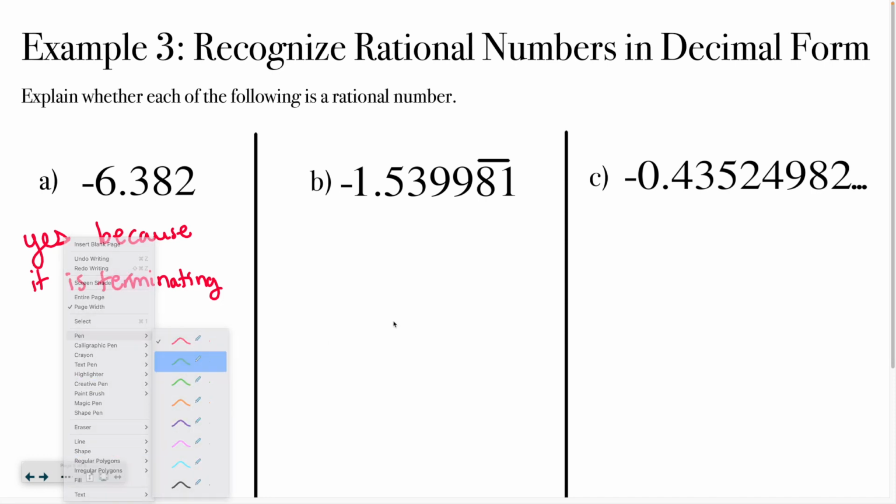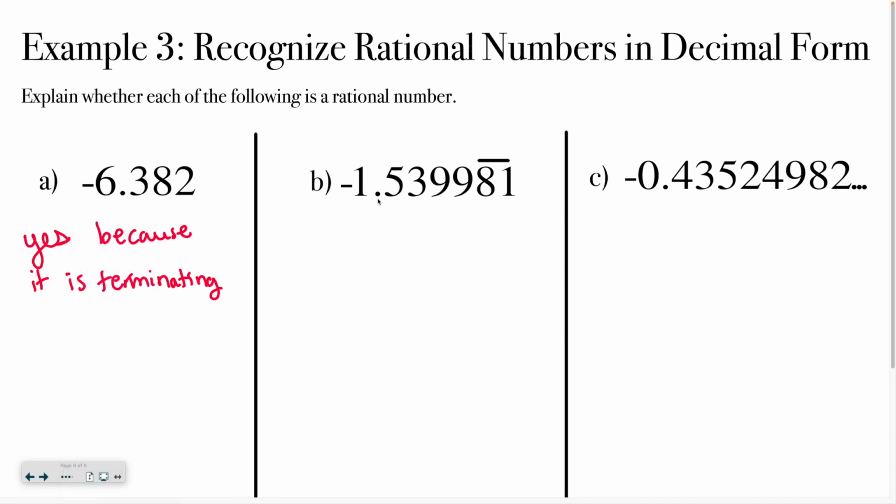Then looking at that next problem, letter B, negative 1.539981. And I see that I have this bar notation right here, and that tells me that it is repeating. Oh, I spelled notation very incorrectly. Let me try that one more time. Bar notation. I'm very tired. There we go. All right. So that bar notation right there tells us it's repeating. And since we know it's repeating, we know it is a rational number. So I can say yes because it is repeating.